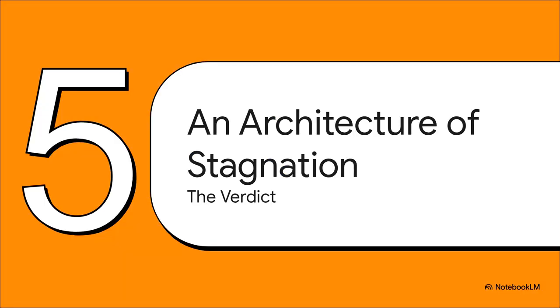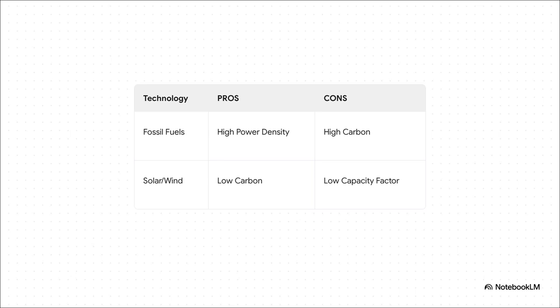So let's pull all these threads together now and deliver the final verdict on our current energy architecture. The trade-offs are just inescapable. If you choose fossil fuels for their high power density, you get high carbon. If you choose solar and wind for low carbon, you get low capacity factors, and you need huge amounts of land. Inside this architecture, there are no real solutions. They're only compromises. We're just swapping one problem for another.